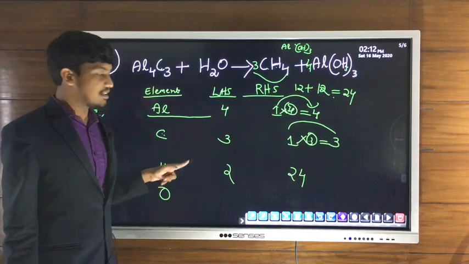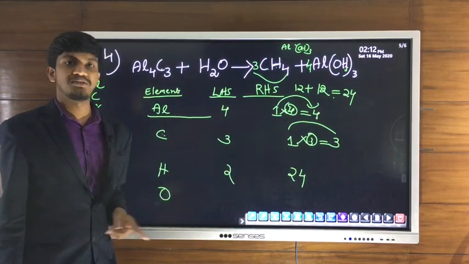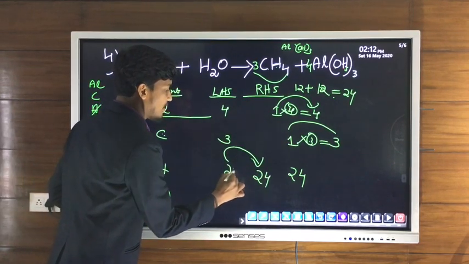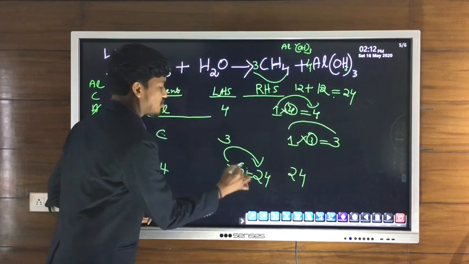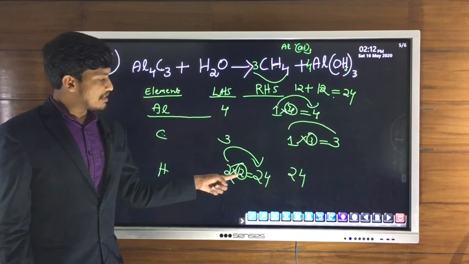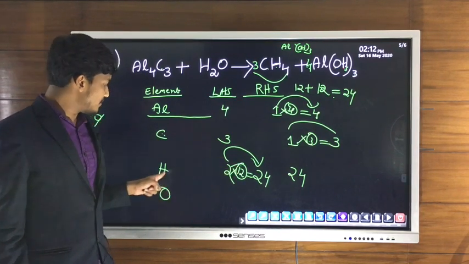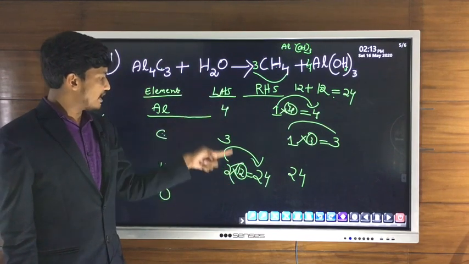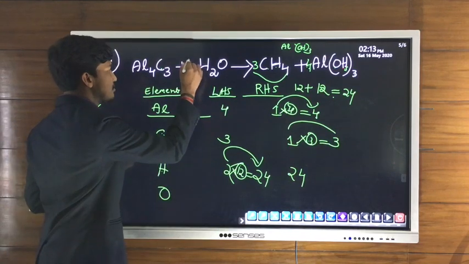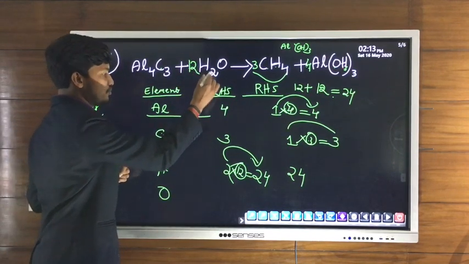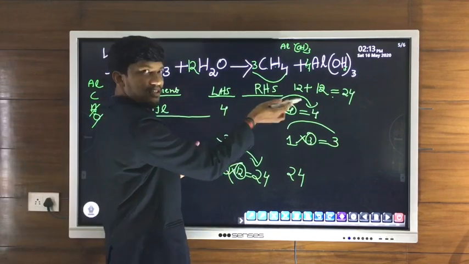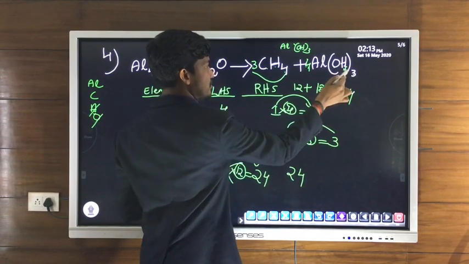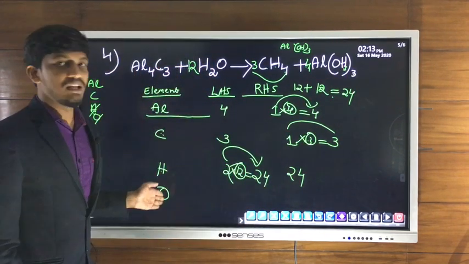But on the left side, the number of hydrogen atoms is 2. 2 and 24. How can we equalize? We can change 2 into 24 by multiplying by 12. That means the coefficient of H2O on the LHS should be 12. 12 we have to write here. So 12 into 2, 24. And the right side is also 24: 3 into 4, 12, plus 4 into 1, 4, 4 into 3, 12. 12 plus 12, 24. Equal number.